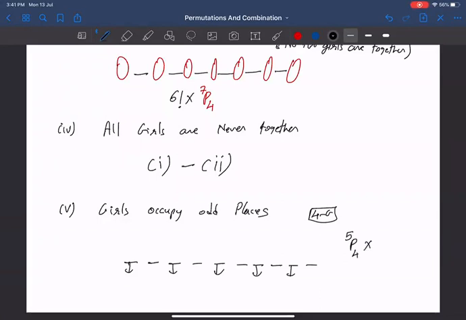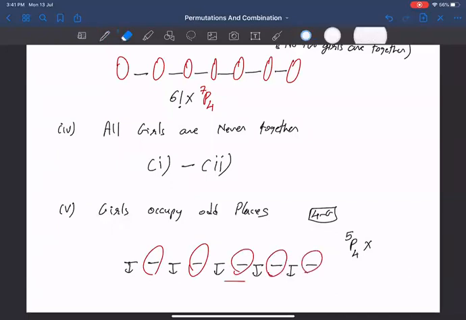Now, suppose I have occupied 4 places by 4 girls. How many places are left now? 6. 5 of the even places and 1 of the odd place will remain ना यार. लड़की तो 4 ही है. इधर बिठाया, इधर बिठाया, इधर बिठाया, इधर, तो एक तो बच जाएगी ना.